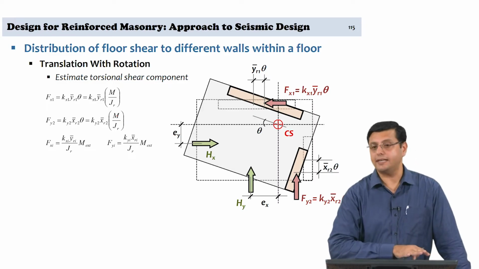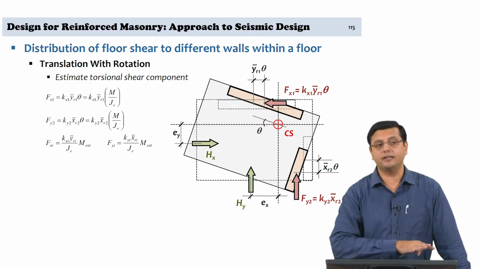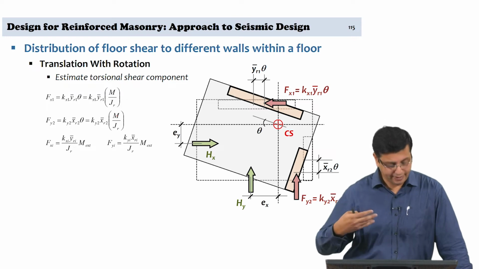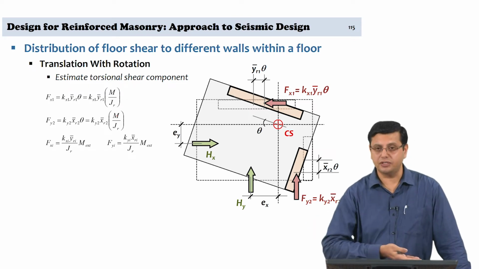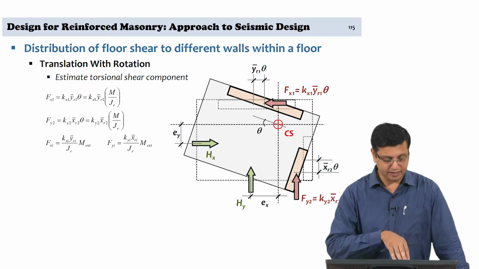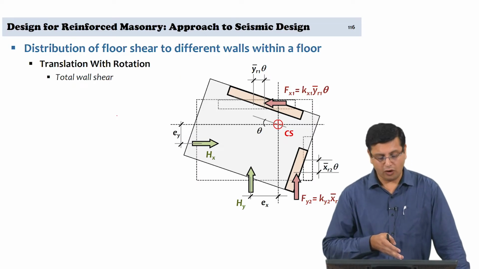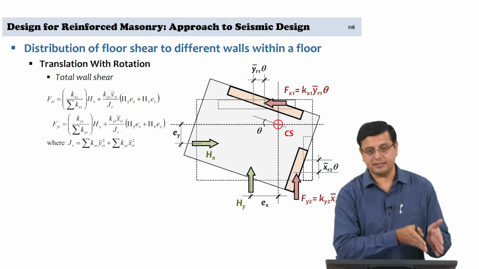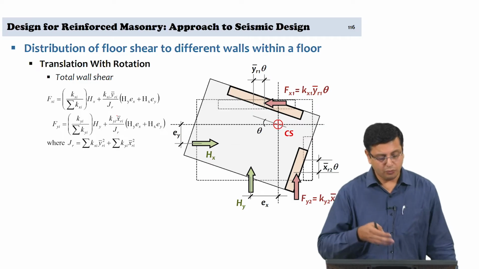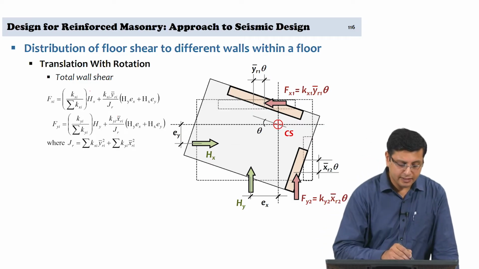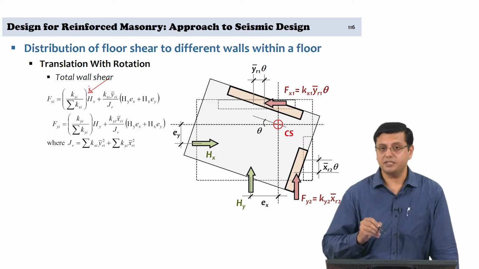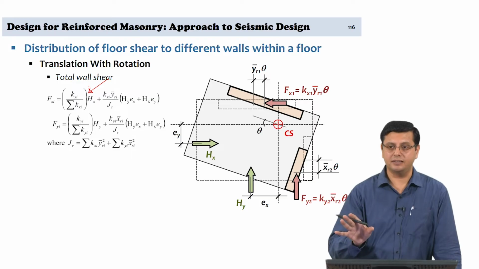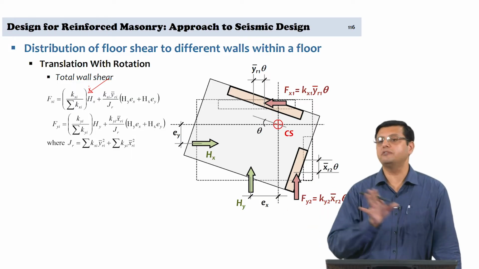Now, that is not all that is acting on the wall, you have the direct shear component. So, it is translation with rotation. The translation gives you the direct shear component and the rotation gives you the torsional shear component. Therefore, the total shear that the wall will experience, the shear force Fxi in wall 1 or wall 2, would actually be the translational component, which comes merely by multiplying the shear force in the direction that you are considering by the distribution factor that we saw earlier.